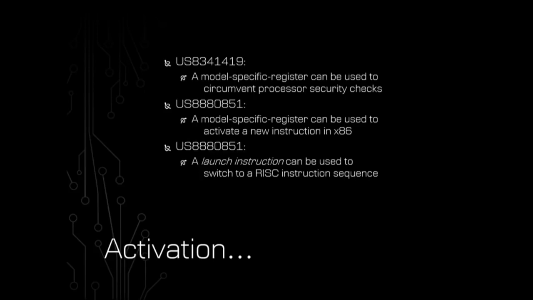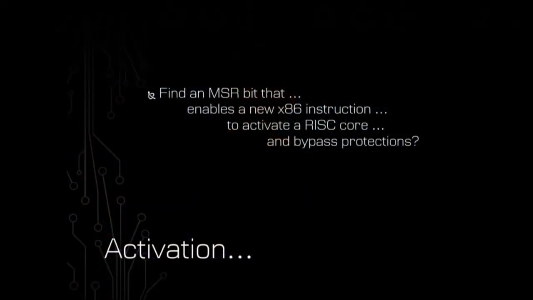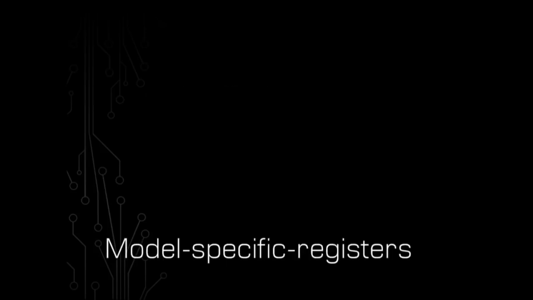If we put those 3 things together and try to fill in the gaps, we end up with a sequence that looks something like this. We have to find a model-specific register bit that, when toggled, will activate a new x86 instruction that didn't previously exist, and running that instruction will activate a RISC core on the processor, and that core should be able to bypass the processor's security protections. So where do we begin? Well, let's look at the very first step in that chain, these model-specific registers.